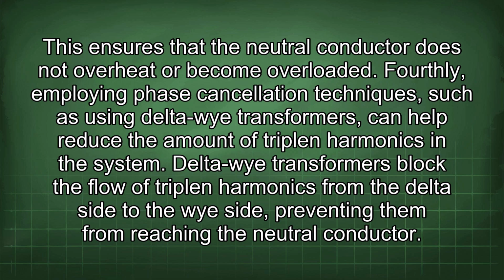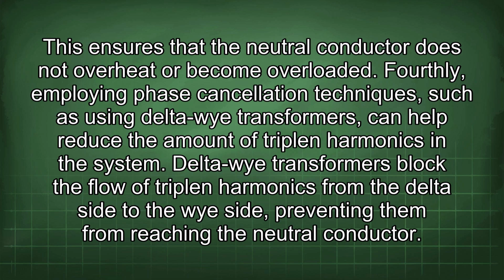Fourthly, employing phase cancellation techniques, such as using delta-Y transformers, can help reduce the amount of tripling harmonics in the system. Delta-Y transformers block the flow of tripling harmonics from the delta side to the Y side, preventing them from reaching the neutral conductor.